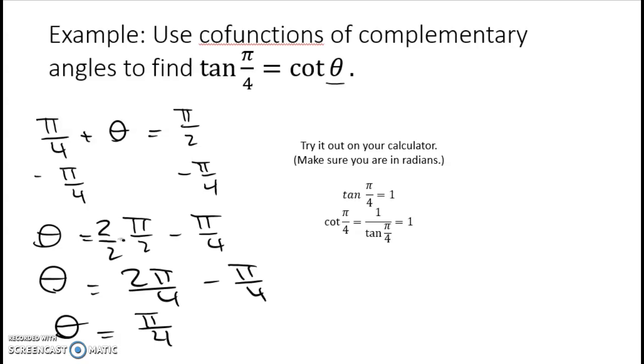Which makes sense because pi over 4 is essentially 45 degrees. 45 plus what gives us 90? Well, 45 plus 45 gives us 90. And you plug this into your calculator, and this time make sure you are in radians. Tangent of pi over 4 is 1, and cotangent of pi over 4 is also 1.